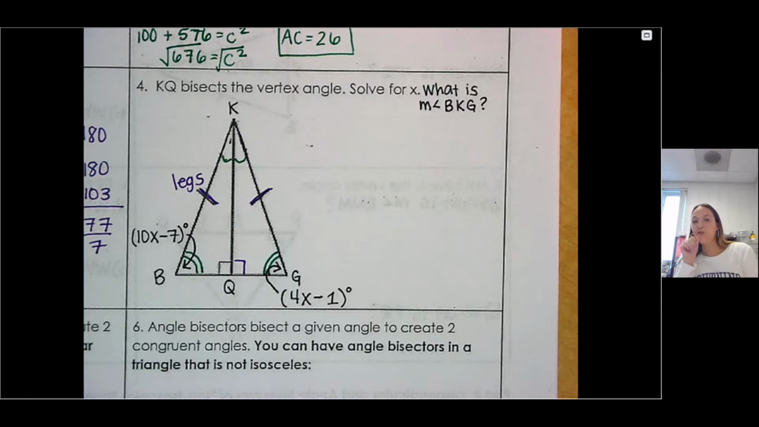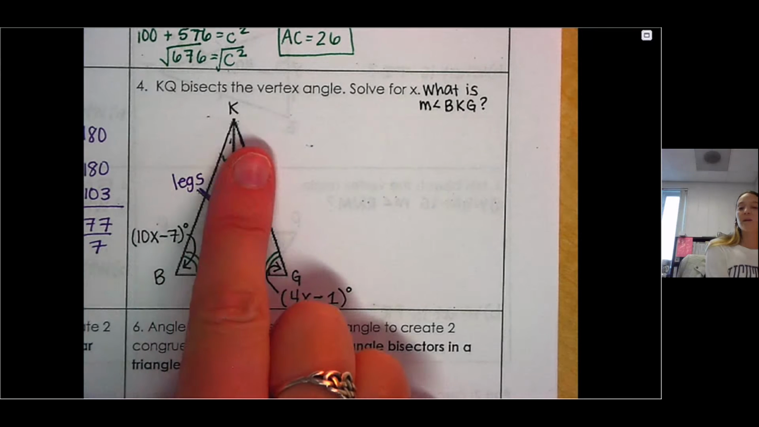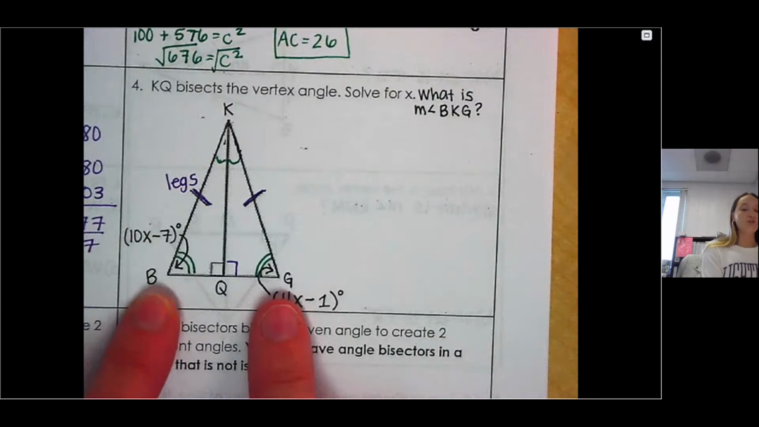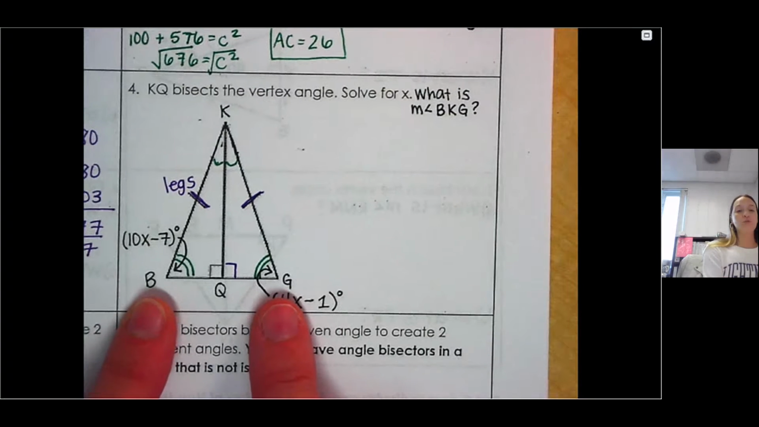All right, so for this picture, you got your legs marked. I put in my 90 degrees. And then the other thing I did was I marked my top 2 angles have to be the same with 1 arc mark. And my bottom 2 angles, B and G, have to be the same with 2 arc marks.